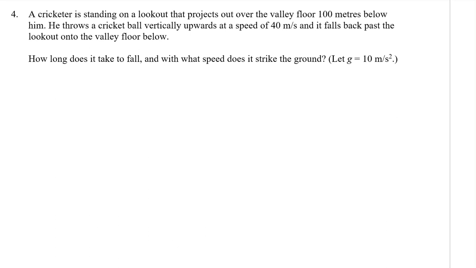Question 4. A cricketer is standing on a lookout that projects over a valley floor that is 100 metres below him. He throws a cricket ball vertically upwards at a speed of 40 metres per second, and it falls back past him at the lookout into the valley floor below. How long does it take to fall, and with what speed does it strike the ground? And just to be difficult, we're changing gravity to be 10 metres per second squared. Okay? All right, you might draw a visual of this if you'd like.